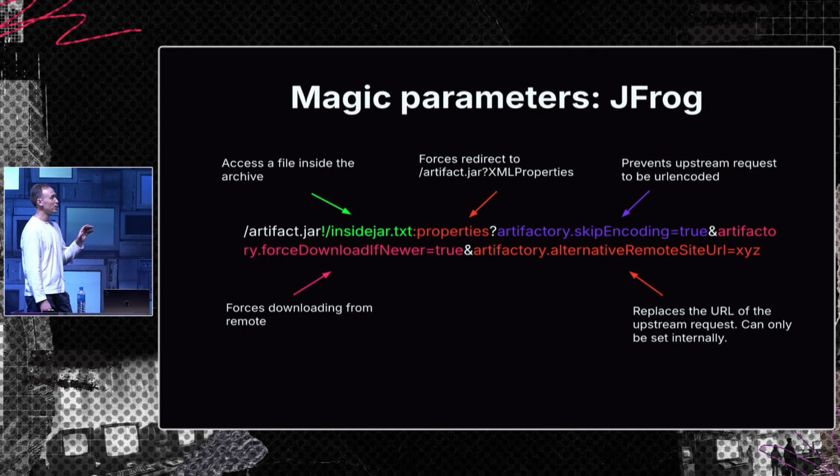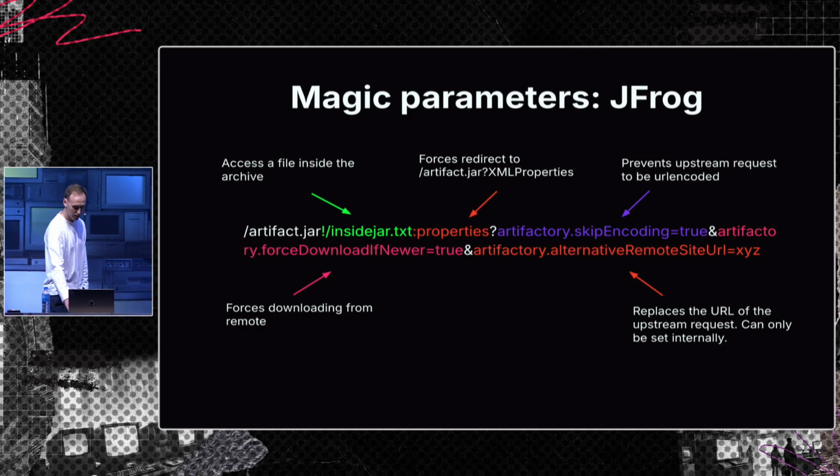There are also some special query parameters that alter how it will make requests to the upstream proxy. For example, an alternate remote site URL. If you're able to use this parameter in your request, you can completely override the host name of the upstream repository. And there is some protection, so external users cannot use that specific parameter. But if you're able to find a way to smuggle it into the internal request, that can point JFrog to a completely different malicious repository instead of the originally defined one.